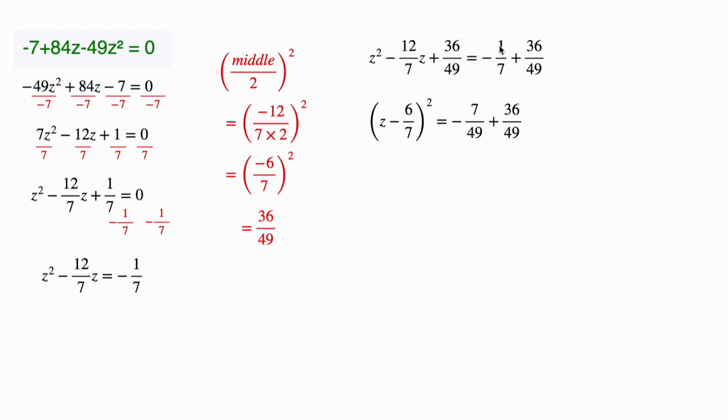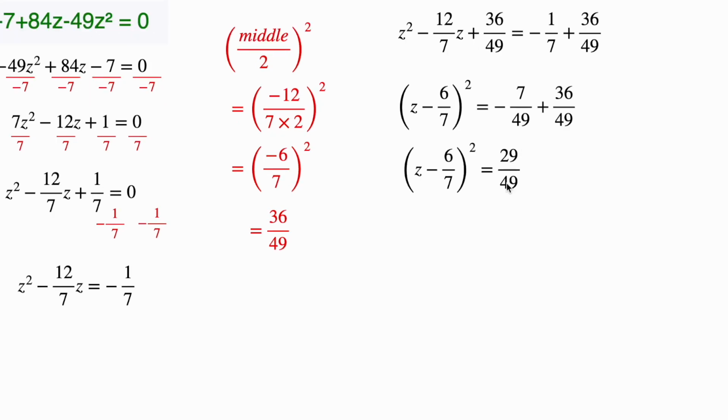I had negative 1/7 plus 36/49ths. To get them to add together, I needed a common denominator, which is going to be 49. So I multiply the bottom and the top by 7. So that gives me negative 7 over 49. 36 take away 7 is 29. The 29 over 49. I can take the square root of both sides.